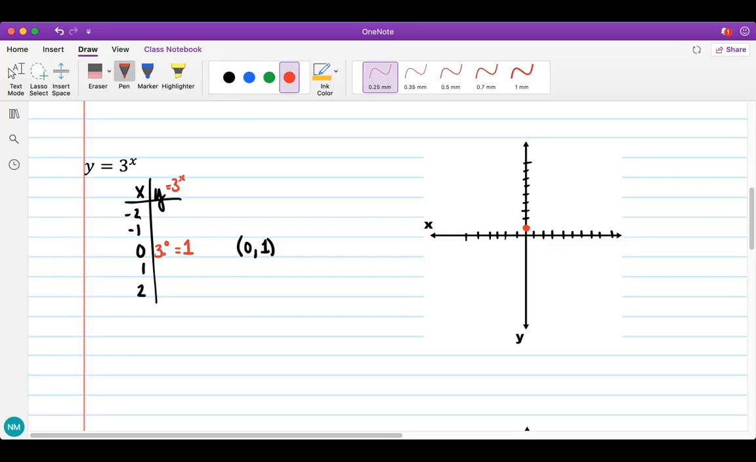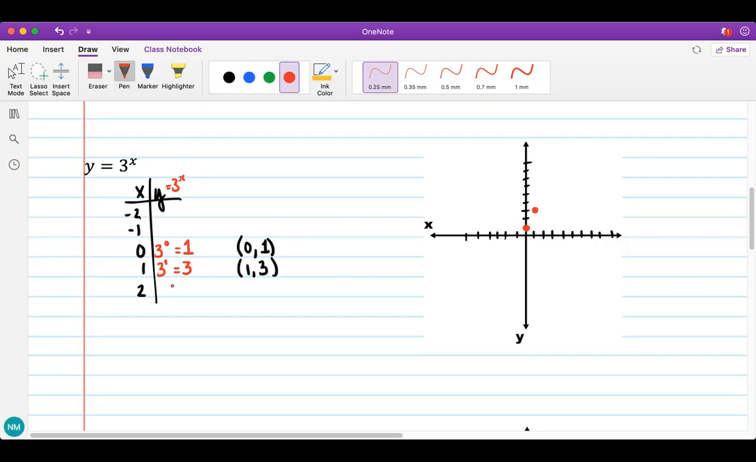What if I have 3? Let's go to the positives because positives are easier. 3 to the first power, because I'm plugging in 1, right? 3 to the first power is just 3. So my point here is, not 0, 3, I'm sorry, it is 1, 3. There is my point.